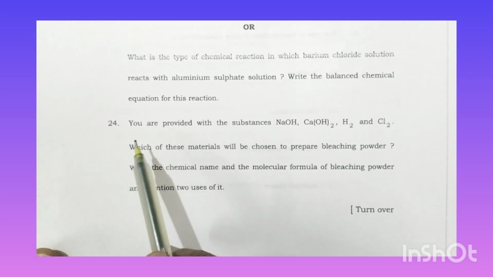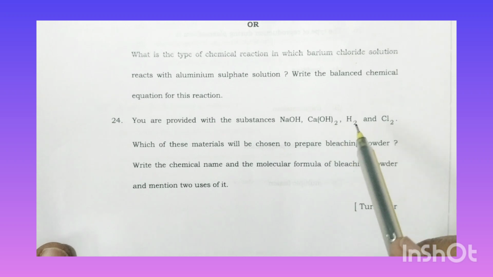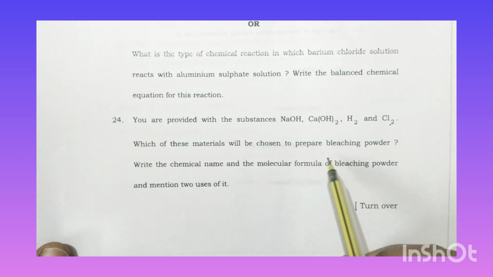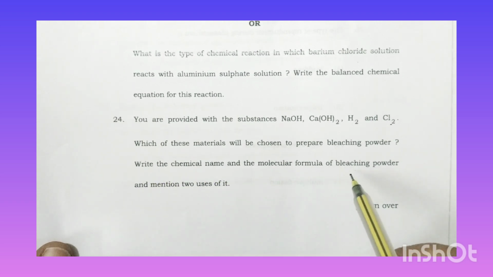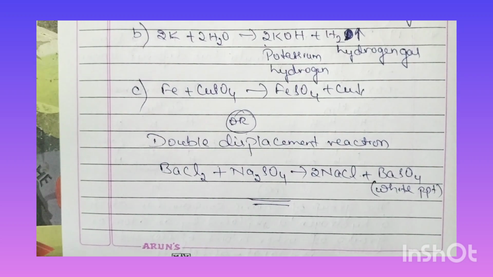Now let us move to question number 24. You are provided with substances sodium hydroxide, calcium hydroxide, hydrogen and chlorine. Which of these materials will be chosen to prepare bleaching powder? Write the chemical name and molecular formula of bleaching powder and mention 2 uses of it. So let us answer this question now.